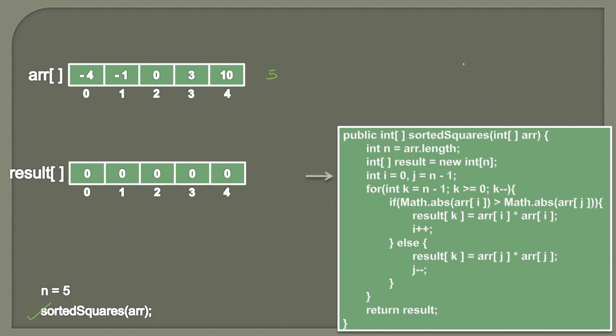So here the idea is we take 2 pointers i and j. i will start from 0 and j will start from n-1, which is the last index. So it would look something like this, that i is pointing to index 0 and j is pointing to the last index, which is 4.